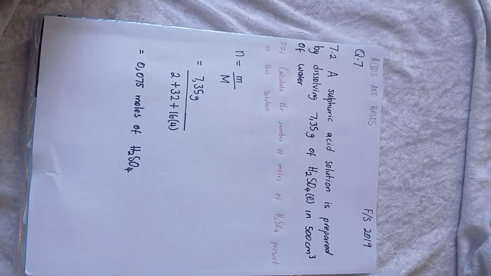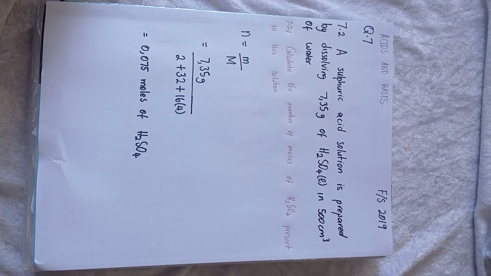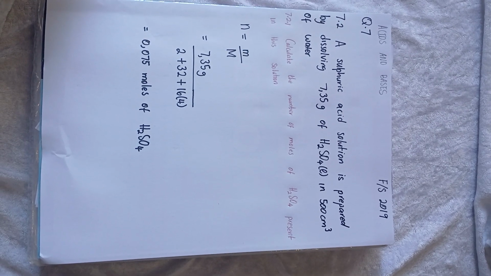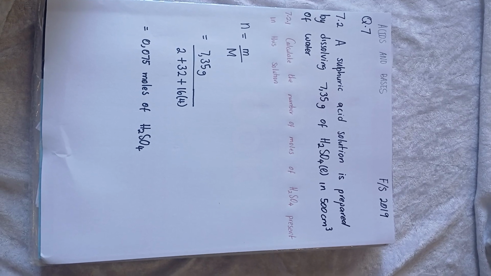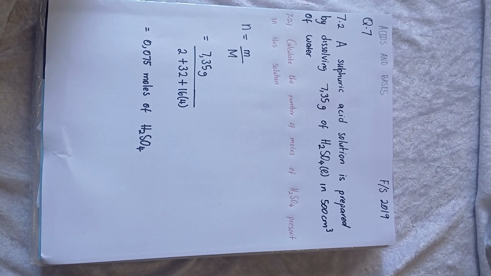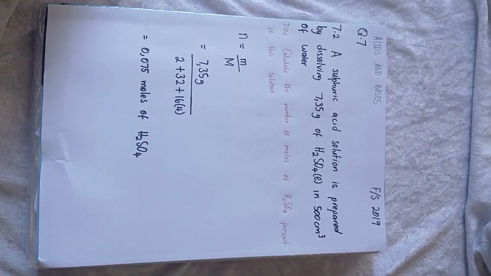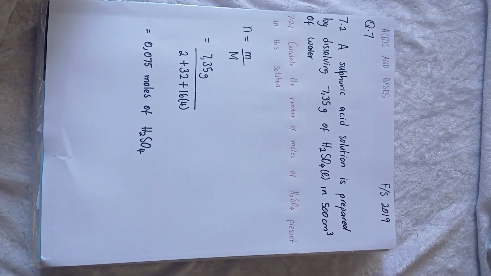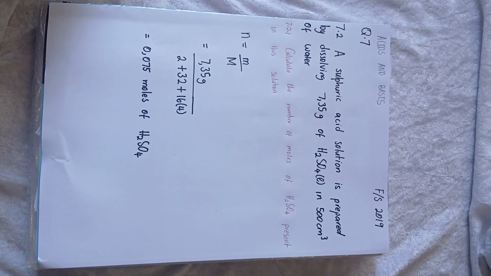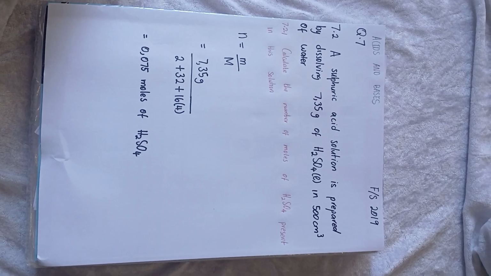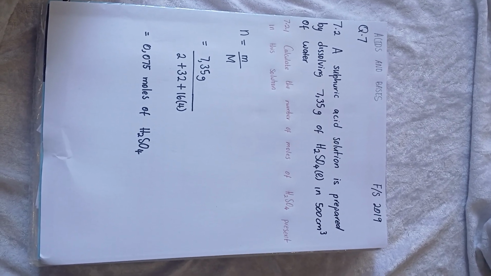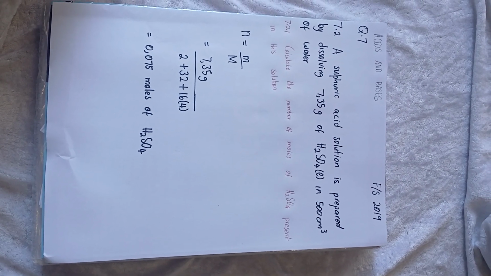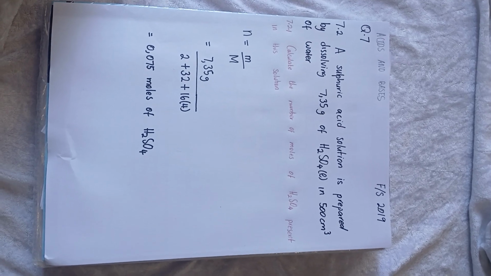So our 7.2 says a sulfuric acid solution is prepared by dissolving 7.35 grams of H2SO4 liquid in 500 centimeter cubed of water. So we are being told about a sulfuric acid solution. We know that a solution is something that is mixed. It's probably water with a certain substance, but a solution has to have a liquid in it. It is a mixture of two substances.